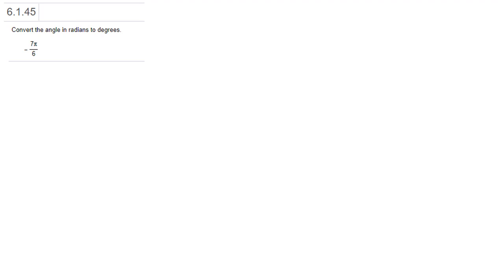All right, convert from radians to degrees. Well, negative 7 pi over 6 times 180 over pi. Pi cancels pi. I apologize, 6 into 180 leaves behind 30, so negative 210 degrees. This looks awfully familiar. I'm pretty sure it was a problem we already had.